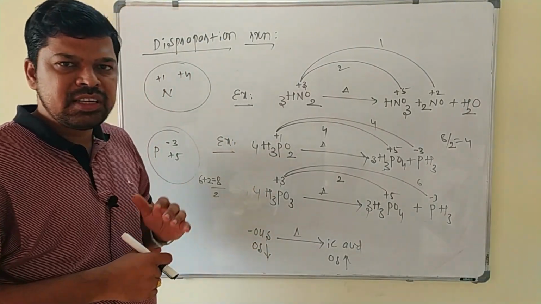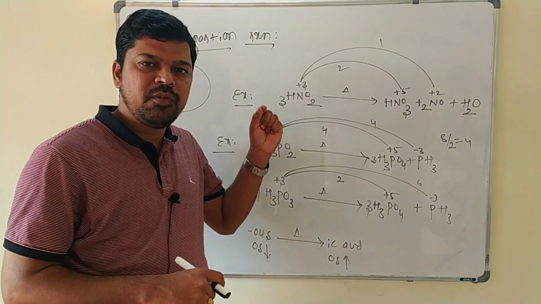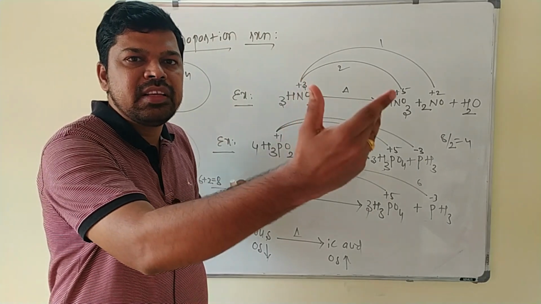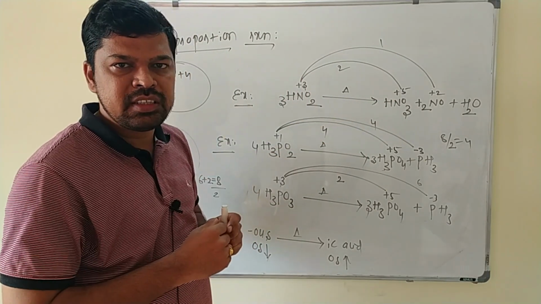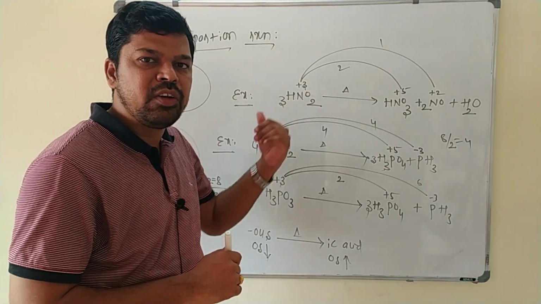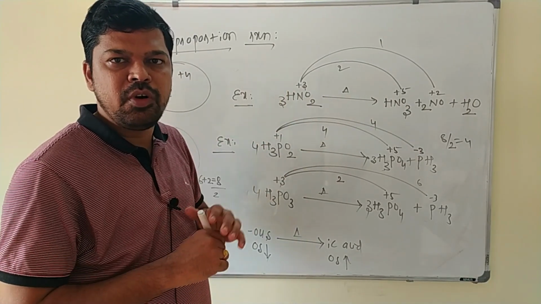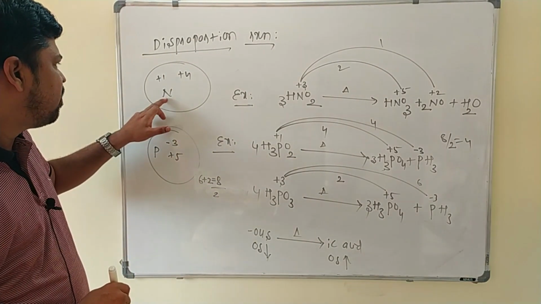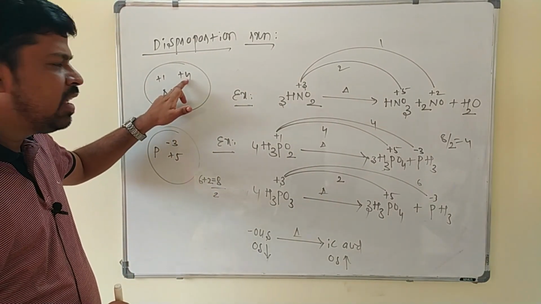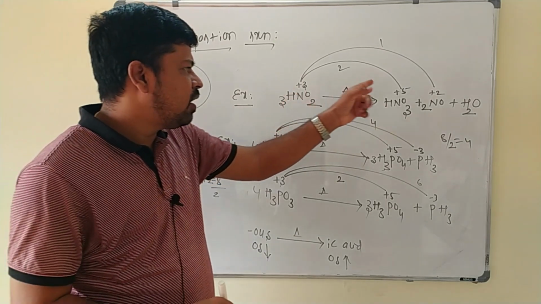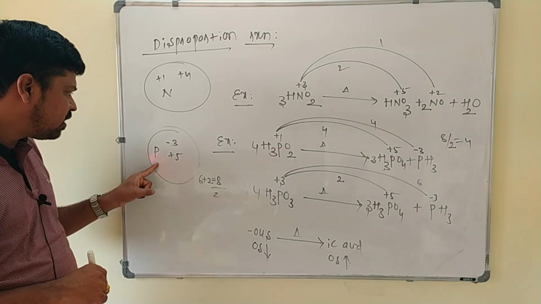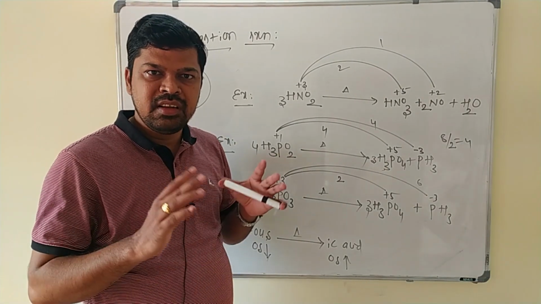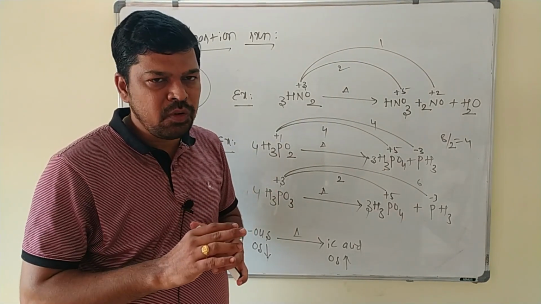Next thing we have discussed is the reaction of group 15 elements with other elements of the periodic table. If the other element is electropositive, they will show a negative oxidation state. If the other element is more electronegative than the group 15 element, then they will show a positive oxidation state, +3 and +5. Then the disproportionation reactions: in the case of nitrogen, any oxidation state from +1 to +4 will undergo disproportionation. In the case of phosphorus, all the oxidation states from -3 to +5 will undergo disproportionation reaction. These are the oxidation states of group 15 elements.